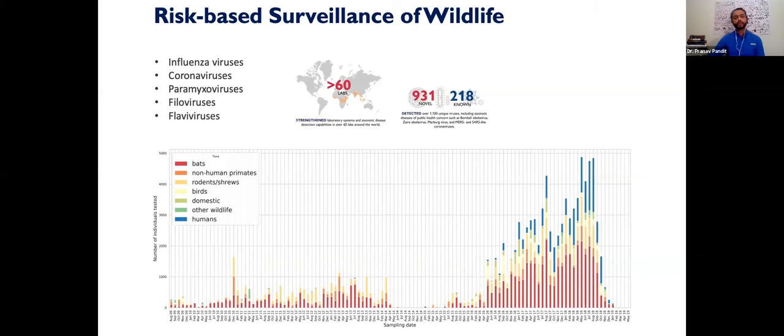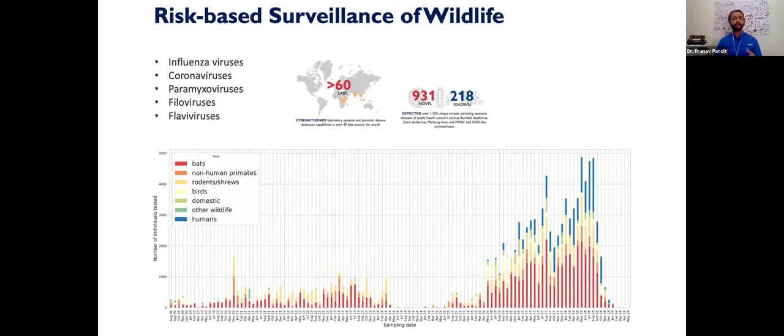Before we go into any specific models, I just want to reiterate the PREDICT surveillance strategy. As Dr. Grace and David have already mentioned, it's a risk-based surveillance strategy. What it means is that we have been targeting animal taxa that are known to live in very close association with humans, which include bats, non-human primates, rodents, different birds, of course domestic animals, and some other wildlife taxa that are known to stay along with people.